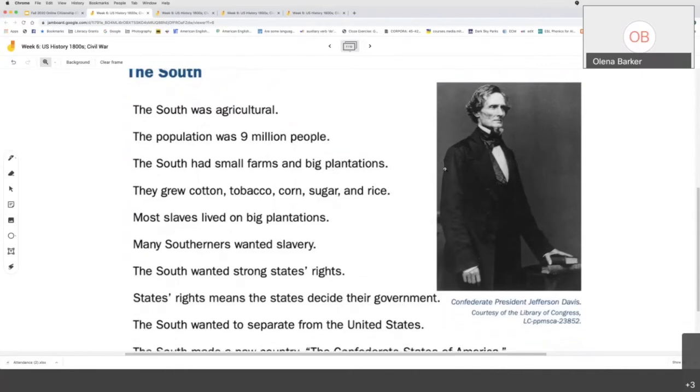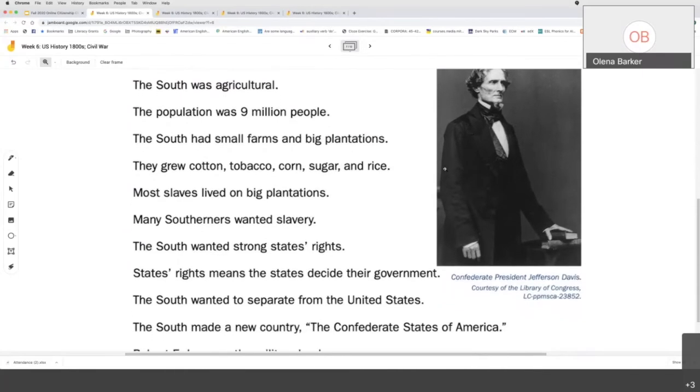Most slaves lived on big plantations. Plantations. Many Southerners.